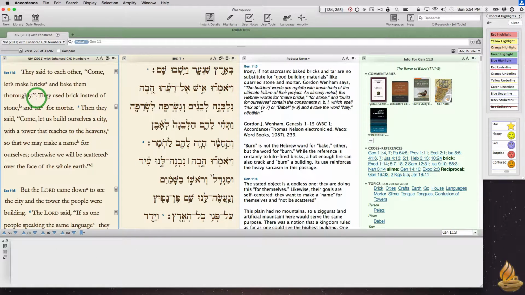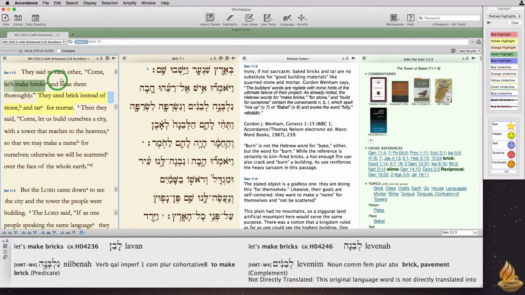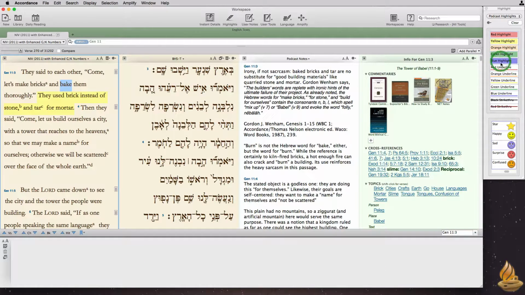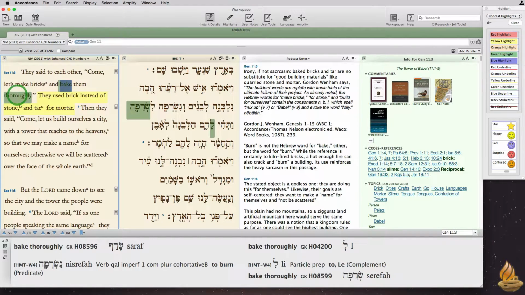First of all, there's some heavy irony here, that they used brick instead of stone and tar for mortar. Of course, these are inferior building materials if you happen to be used to working with stone. That sarcasm is underscored here by the let us make bricks and bake them thoroughly. Do you see the word bake right here? Let me go ahead and highlight that within a different color, maybe a blue here, and thoroughly.